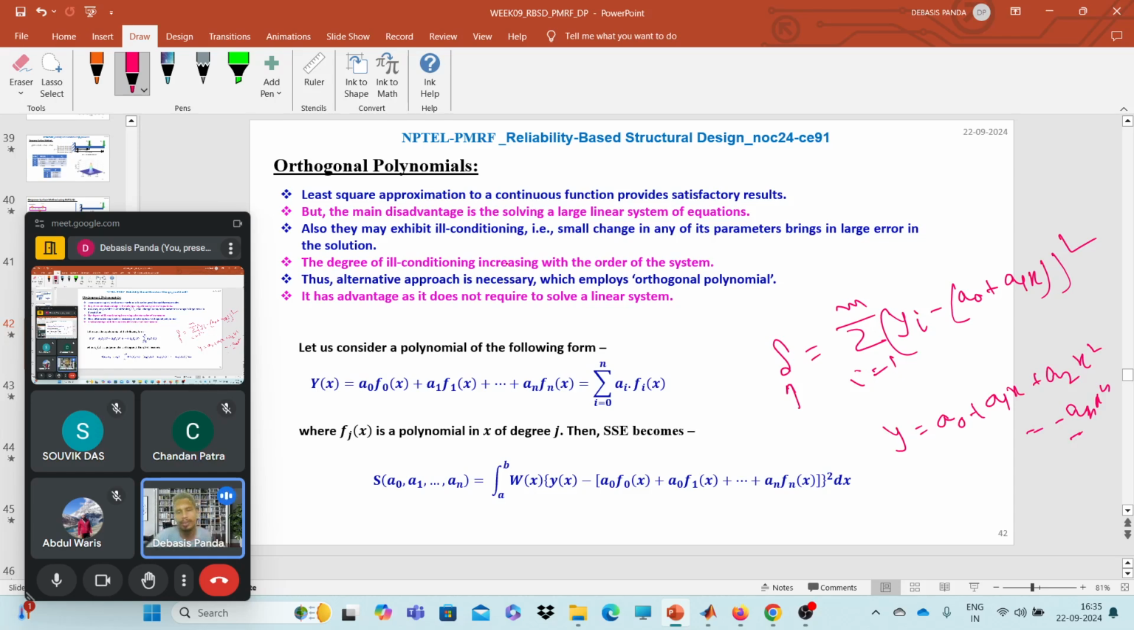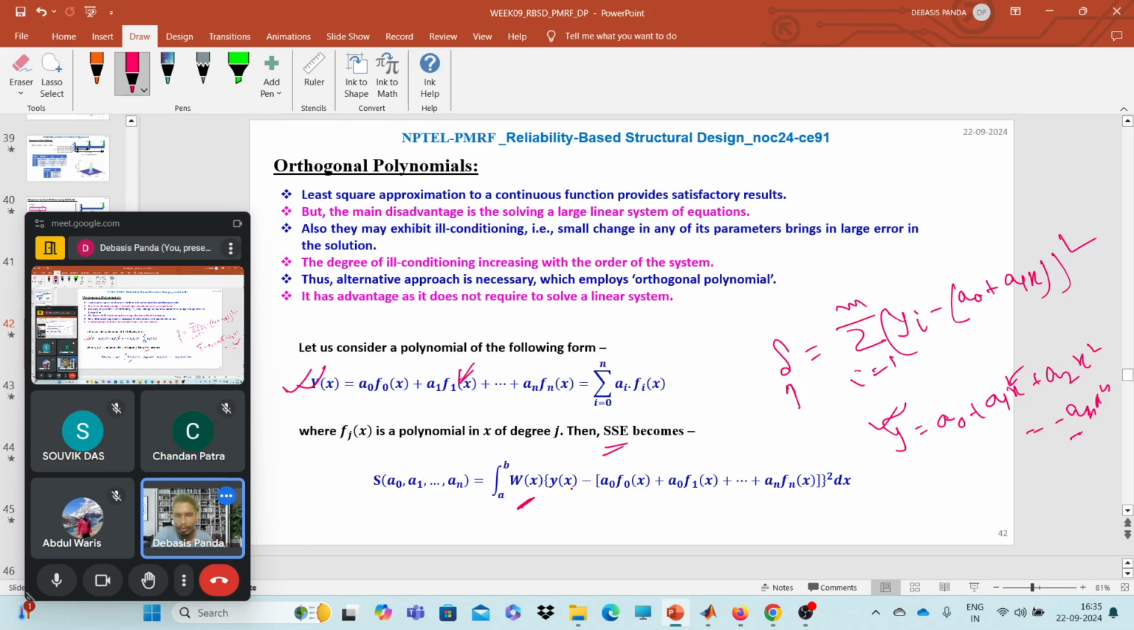So what was the polynomial form for this ordinary least square method? A naught plus summation of ai xi, summation of bi yi, and all these things. So instead of x, we consider here a polynomial function. It's a function. So considering the same concept of least square approximation, we can find the sum of square of error here, nothing but with respect to weight also.